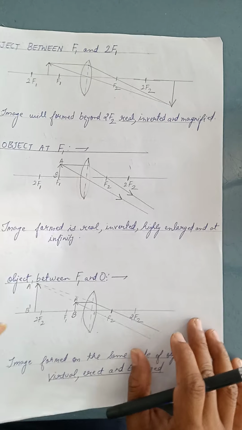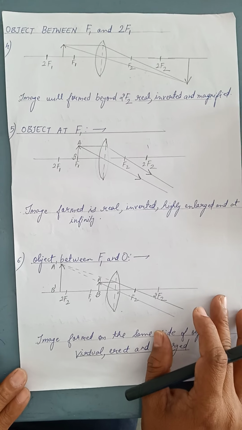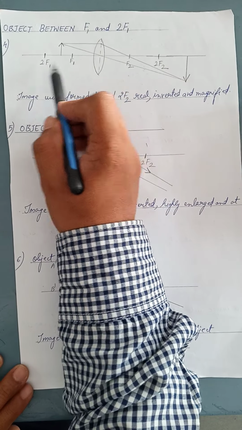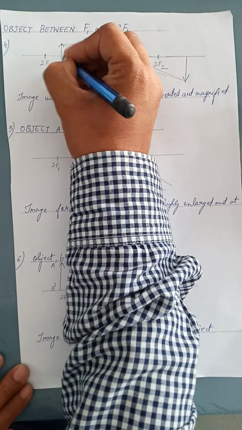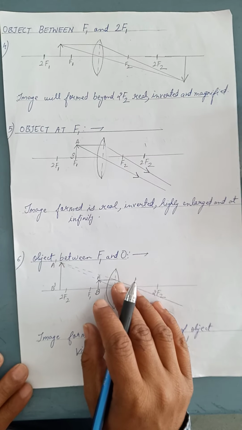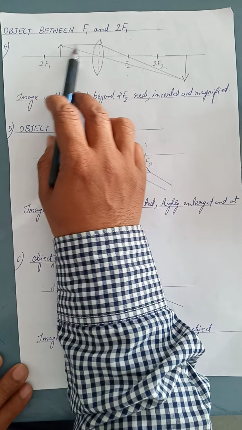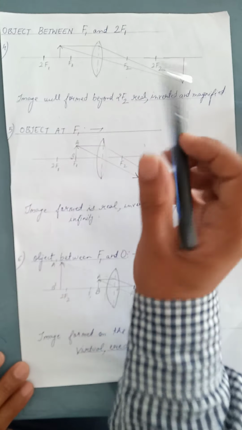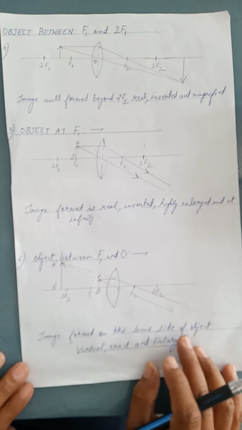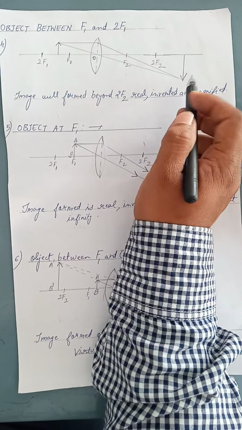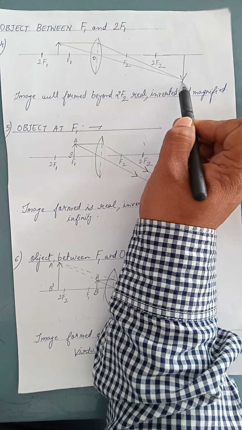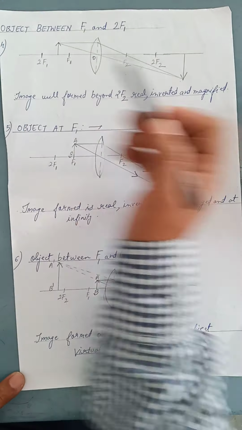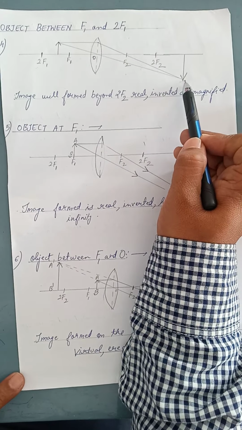Now the next ray diagram, if we consider the object is between f1 and 2f1, you can see this is f1 and this is 2f1, and the object is kept between f1 and 2f1. So one ray is going through the lens and passing through the focus, and another ray is passing through the optical center, this is O. You will see that the lines are meeting beyond 2f2. So when the object is kept between f1 and 2f1, your image is forming beyond 2f2.